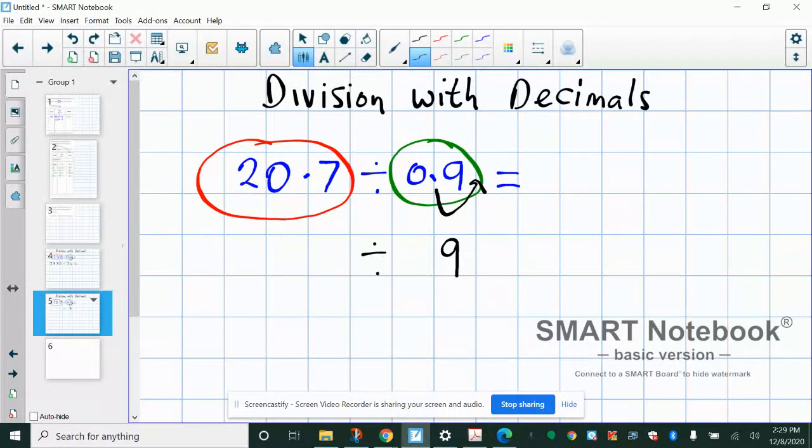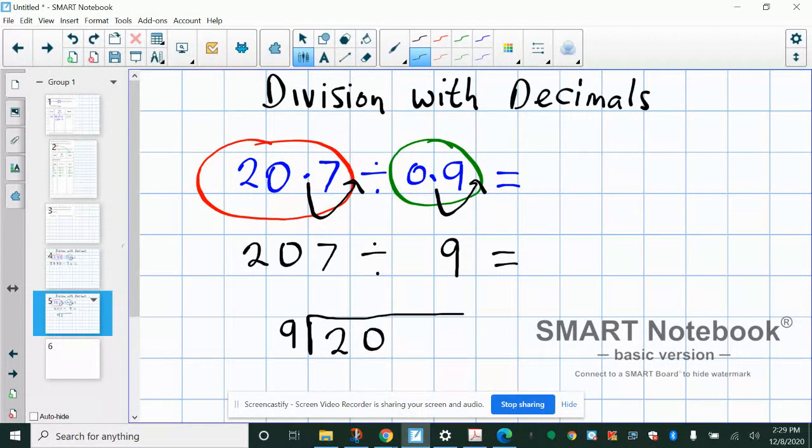So if I move the decimal one place to the right with my divisor, I'm going to do the same with the dividend. Doing so makes the number 207. And then I go ahead and do my regular division. Now, when I use my long division method, I'll lay out my numbers like so.